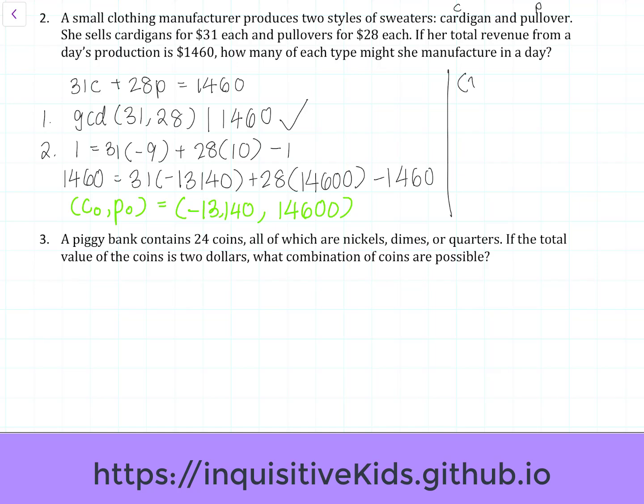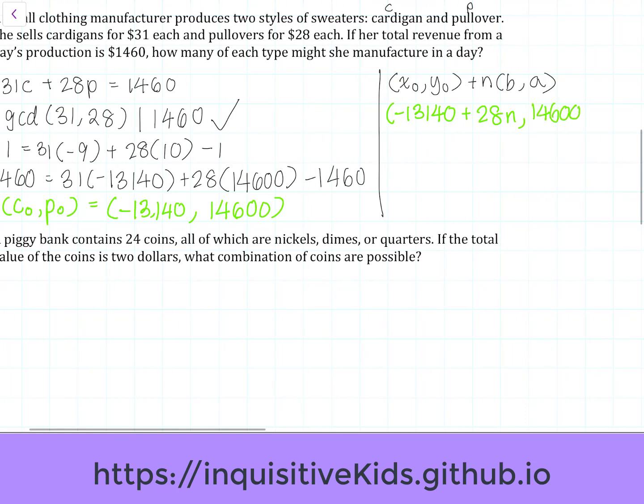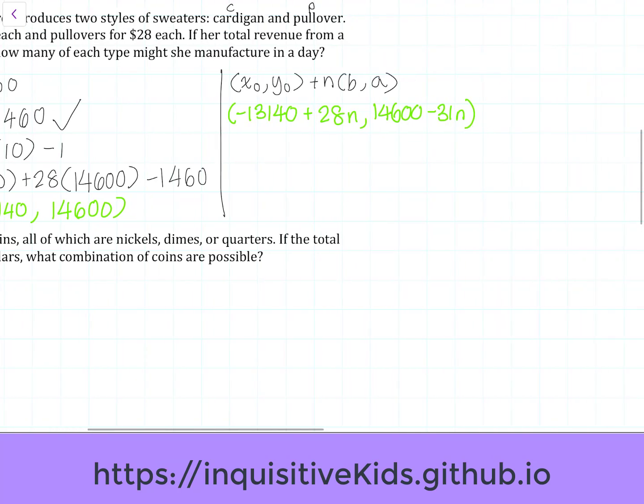Remember, the general solution is just x0, y0 plus n times b, a. So here, instead of x and y, we're using c and p, but they mean the same thing. The general solution is negative 13,140 plus bn. So b, in this case, is 28, so plus 28n, comma, and y, so in this case p, can be expressed as 14,600 minus 31n. That's our general solution. Now the final step here is to find a specific solution that works.